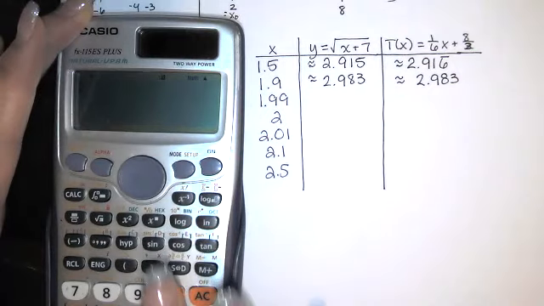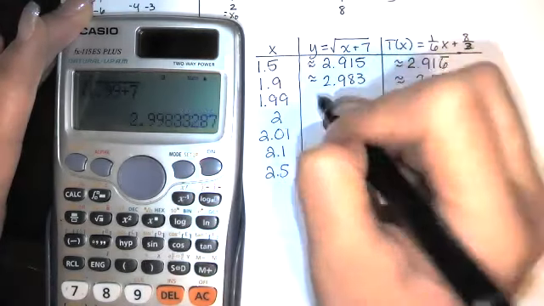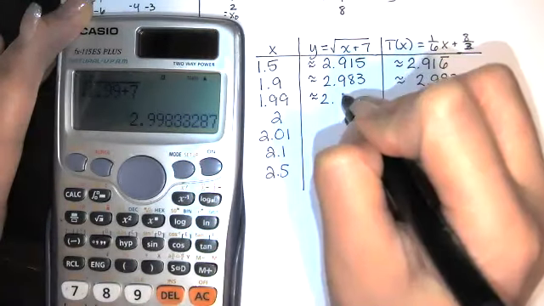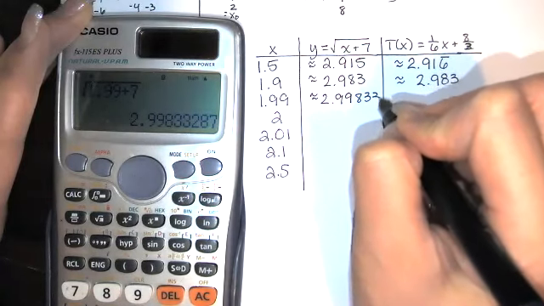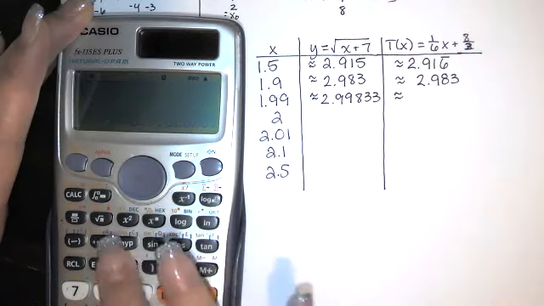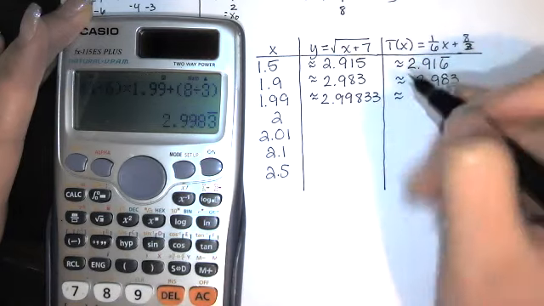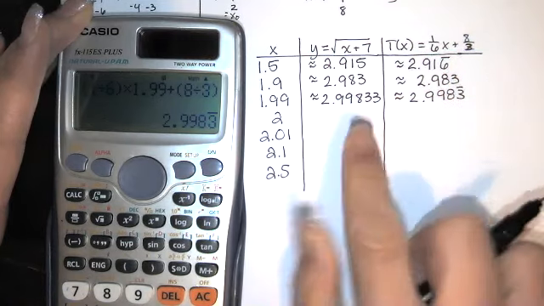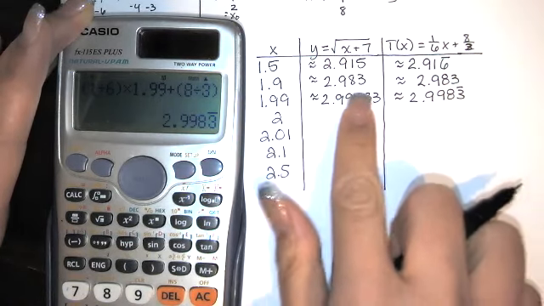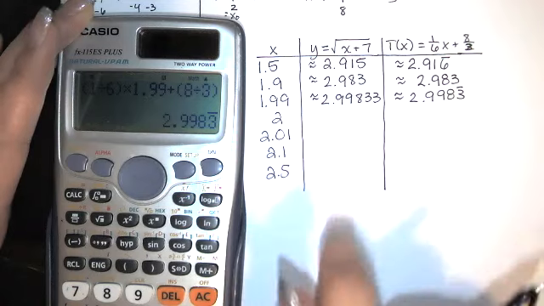And then let's look at 1.99, square root of 1.99 plus 7. And I think I'll use more decimal places so I can try to find the difference between the two. I get 2.99833. And let's look at this over here. I've got 1 over 6 times 1.99 plus 8 over 3. 2.993 repeating, and 3 repeating is pretty much what I get over here, but there was I guess a 6th digit after the decimal place that would not agree with this one.